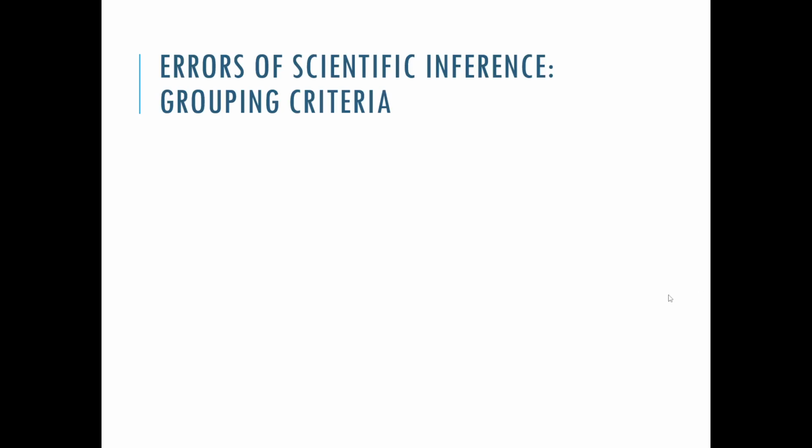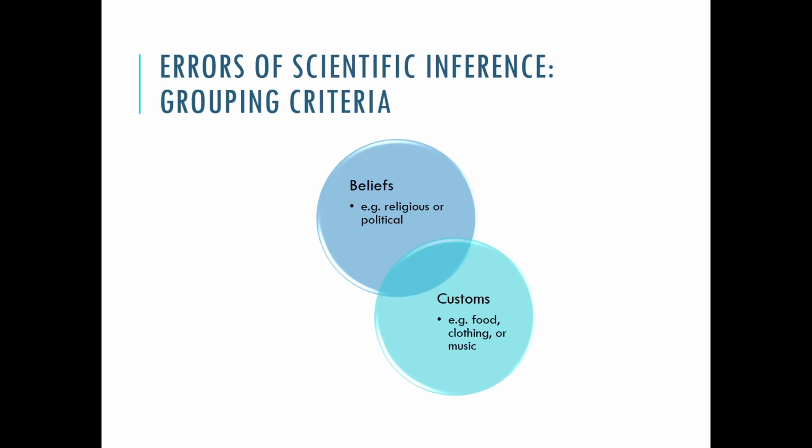All right, let's talk about grouping criteria as another error in scientific inference. So when we try to group people together, we can group them on, for example, beliefs, right? So we might group them based on their religious beliefs, or we might group them based on their political beliefs, or something else. Or we might group them together based on their customs. So like, what do they eat, or how do they dress, or what kind of music do they listen to? Or we might group people together based on physical characteristics. So we might group people together based on skin color or facial features or other factors that are physical.